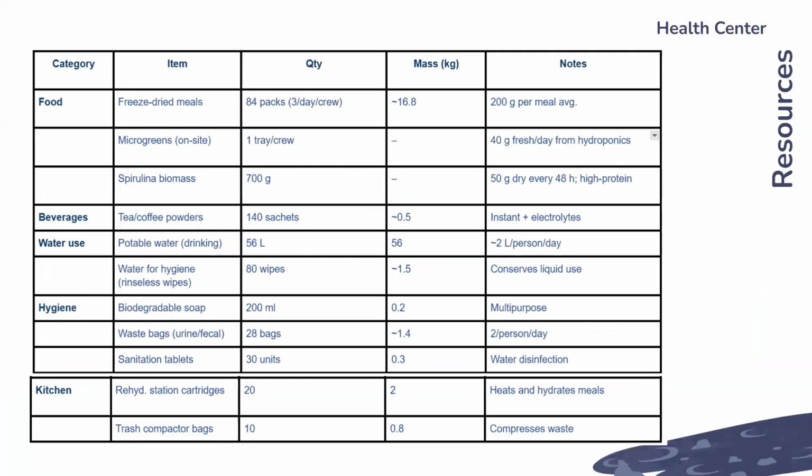Yeah, and here is a little expanded aspect of food, beverages, water use, hygiene, and the things that are needed for the kitchen. For instance, the crew will use around 84 packs of freeze-dried meals per week, averaging about 200 grams per meal. So that's 3 meals per crew member per sol. Then 56 liters of potable water for drinking, 140 tea or electrolyte sachets, and biodegradable hygiene kits.